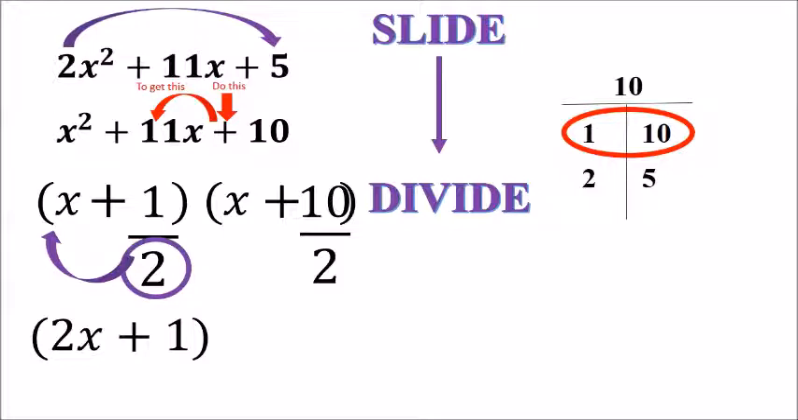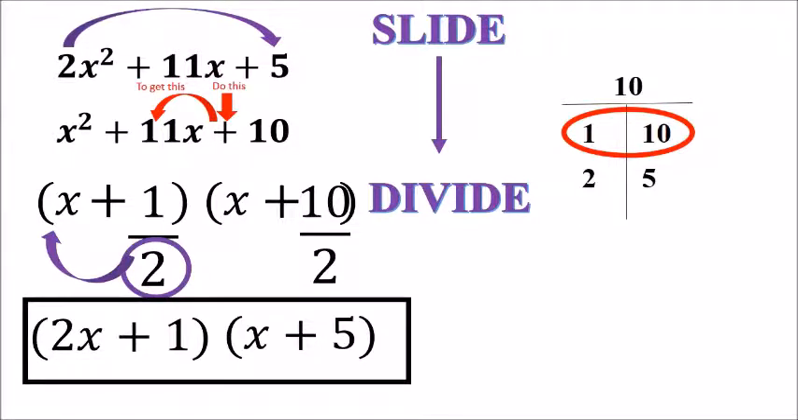For my second factor, I'm going to divide 10 divided by 2. 10 divided by 2 is 5. So since it's a whole number, we're just going to simplify it to a whole number and let it stay x plus 5. So my final answer is 2x plus 1 times x plus 5.